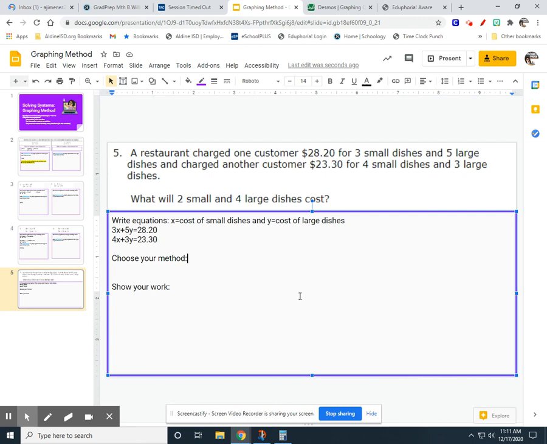And now to get the answer, I'm going to just scroll over here and do answer. You're going to tell me what x equals and what y equals. Okay. But that's not all, because it also wants to know what is the cost going to be for 2 small dishes. So you have to put your answer in here for the small dish plus for 4 large dishes. What is going to be equal? That is what we need to figure out.